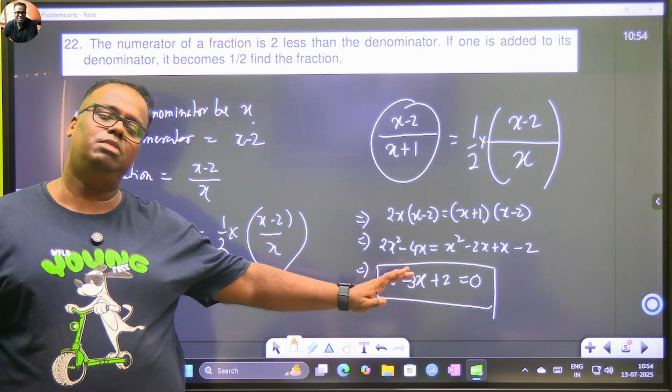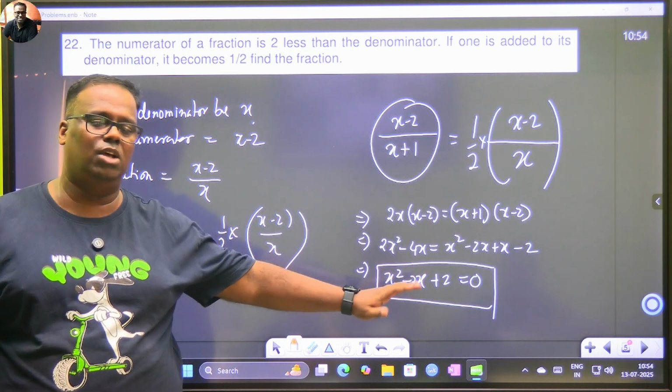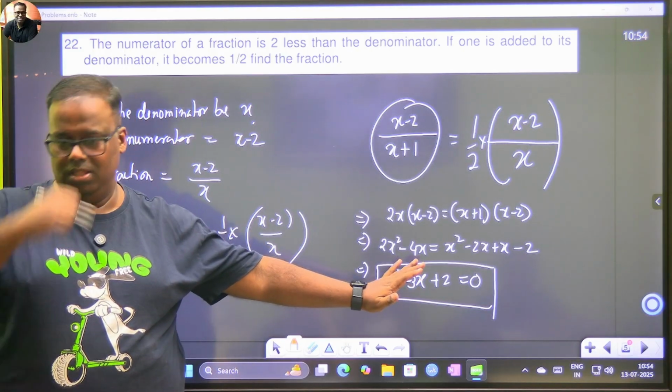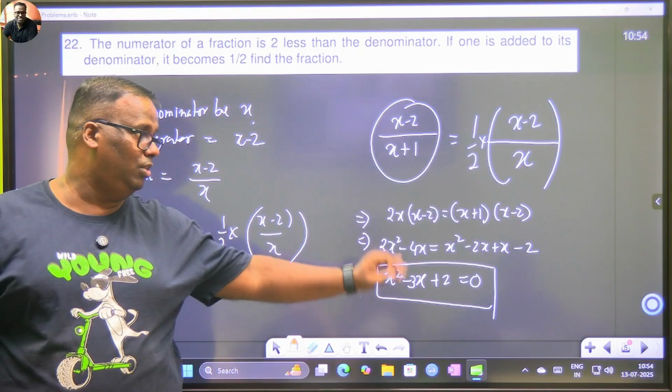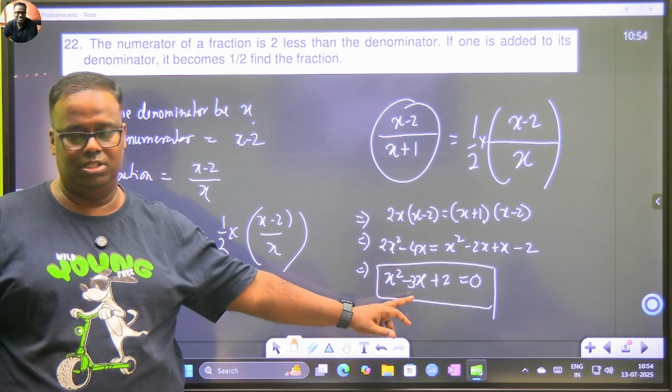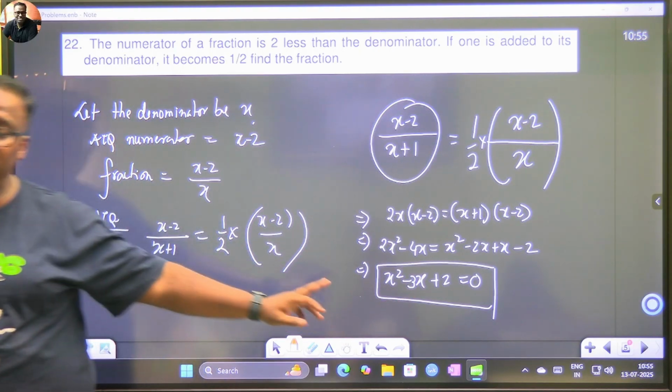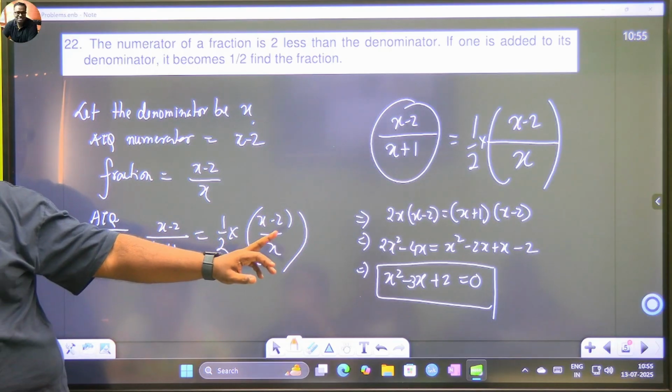So when we learn middle term splitting, I will teach you. Right now, middle term splitting is in factorization. Usually at grade 8 level, nobody will give you a problem which will land up at this scenario. Because when you do linear equations, you have not done algebraic expressions, you don't know how to split it.